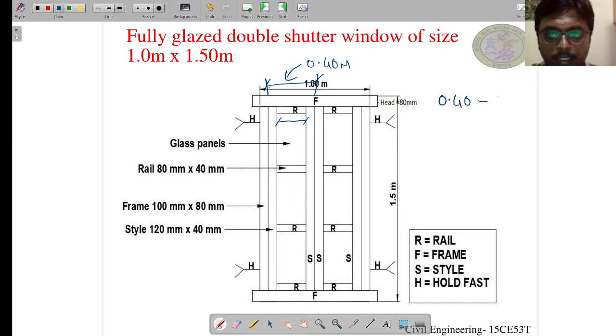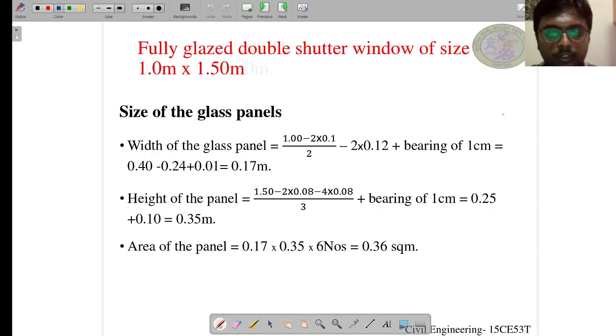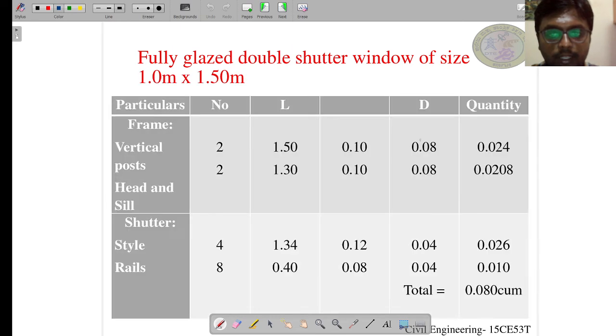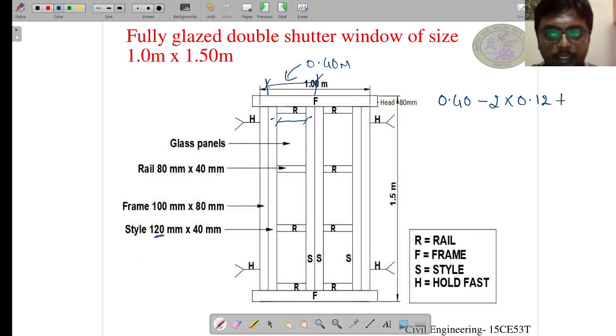0.40 minus 2 into... why 2? Because we have to deduct this stile and this stile. 2 into what is the size of the stile? 120. 2 into 0.12. So also we have to keep a bearing of 1 centimeter as we did in the door shutter. Why the bearing of 1 centimeter? To make sure that the glass panel is secured to the groove of the stile.